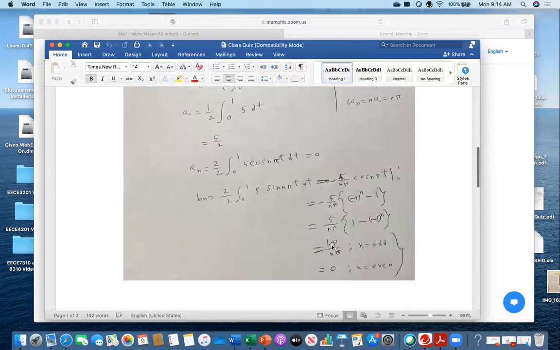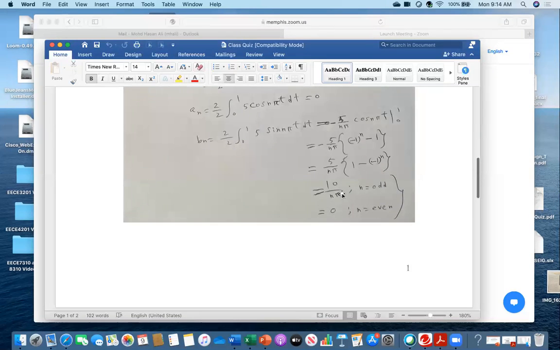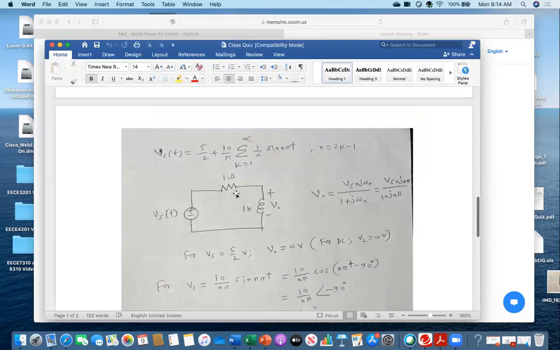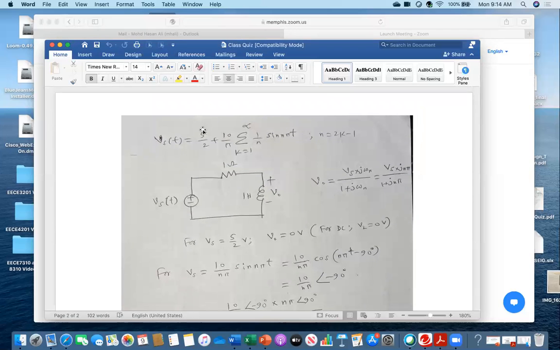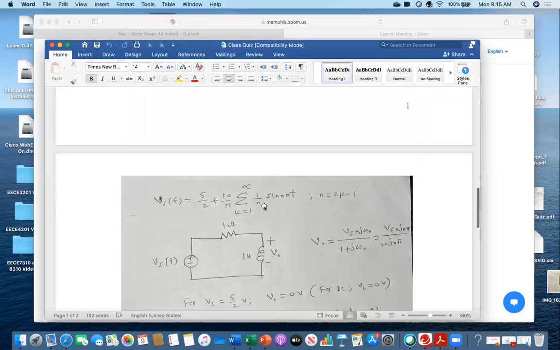But bn has a value. Bn is 10 over n pi when n is odd, and bn is 0 when n is even. So once you get a naught, an, and bn, then you write down the general expression. Vs of t is 5 over 2. This is the DC quantity, DC voltage, plus 10 over pi, and then 1 over n, I am writing here, sine n pi t. And then I put the limit in terms of k. K is 1 to infinity, meaning that n is 2k minus 1.